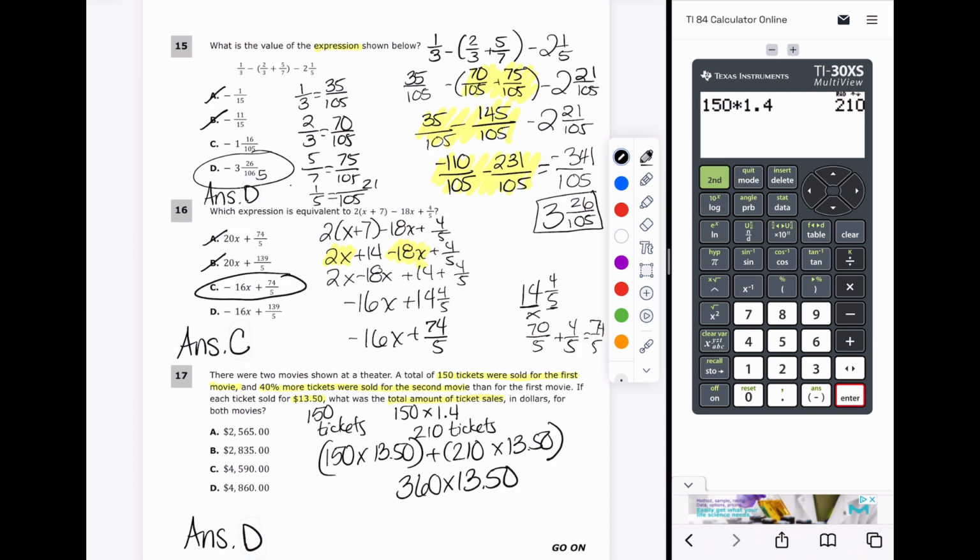Times 13.50, because I just realized in looking at it, I'm multiplying by the same number, so I can really combine them. 360 times 13.50 is $4,860. And there's D. Now, if you wanted to do them separately, you could. You could have done this one first and this one, and then just added them together. You still would have gotten 4,860. All right, hit pause and jot this down into your notes.